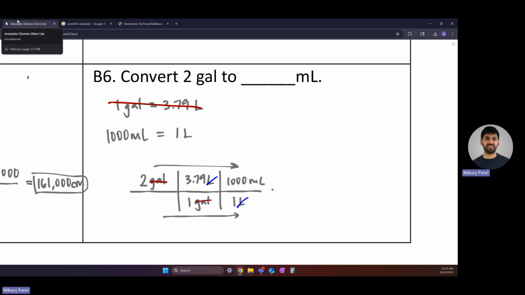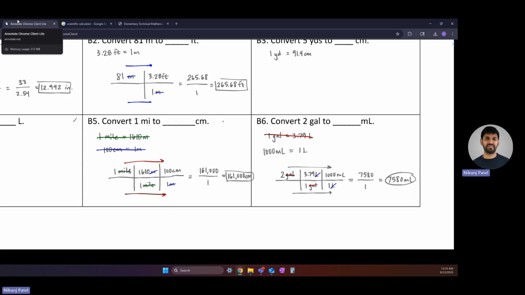Multiply across the top, multiply across the bottom. When we do this, across the top you should get 7,580 all over 1. Which just simplifies to 7,580 again. So we just saw a couple more examples that build on another column for each of these. So you're not always going to just have a simple 2-column multiplication. You might have 3 columns, or later on we might have more than 3 as well.